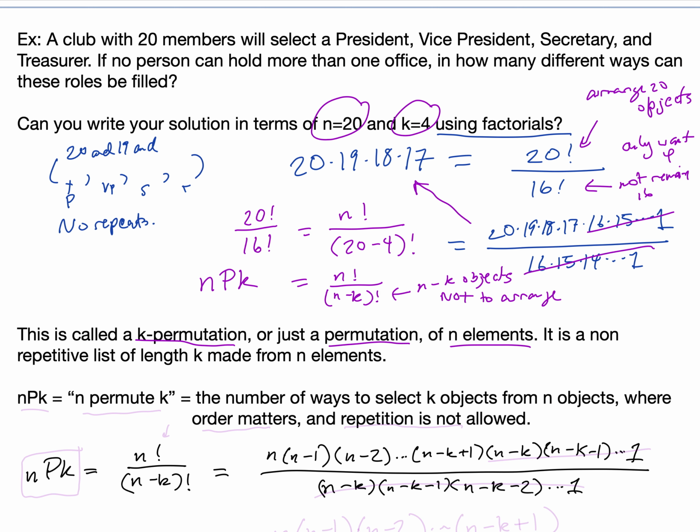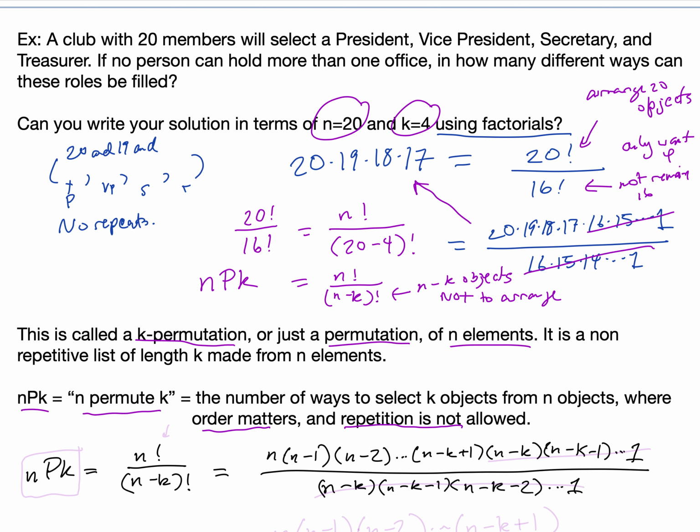I'm going to repeat myself just because it's important. N permute k, denoted this way and pronounced out loud like this, is the number of ways to select k objects from n objects where order matters. Is this person the president or the vice president or the secretary? And repetition is not allowed. Somebody can't be both. And again, that formula, n permute k, is n factorial over n minus k factorial.